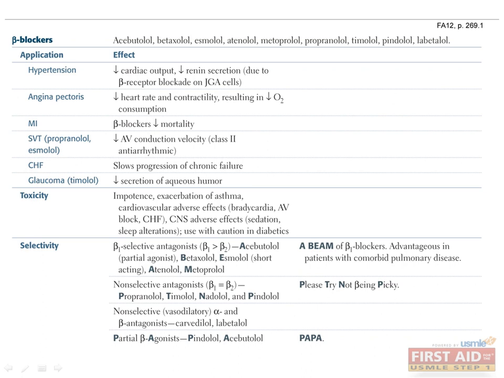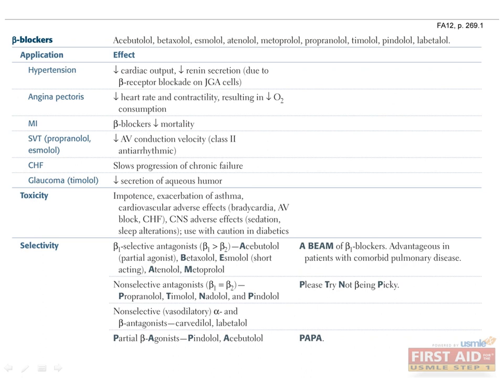Beta-1 selective antagonists include acebutolol, esmolol, atenolol, and metoprolol. You can remember these as a beam of beta-1 blockers, since a vertical beam looks like a 1. Beta-1 blockers are good for patients with comorbid pulmonary disease because beta-2 blockade leads to bronchoconstriction.